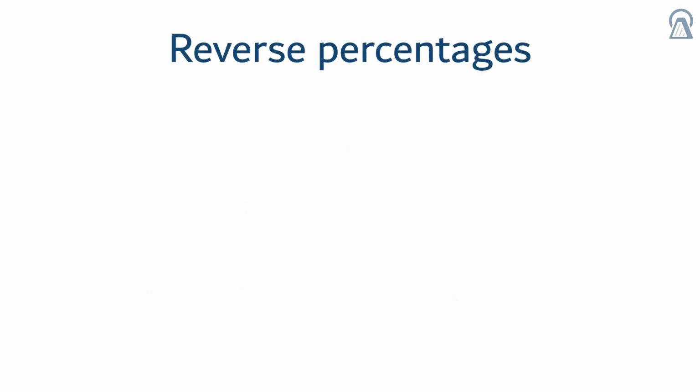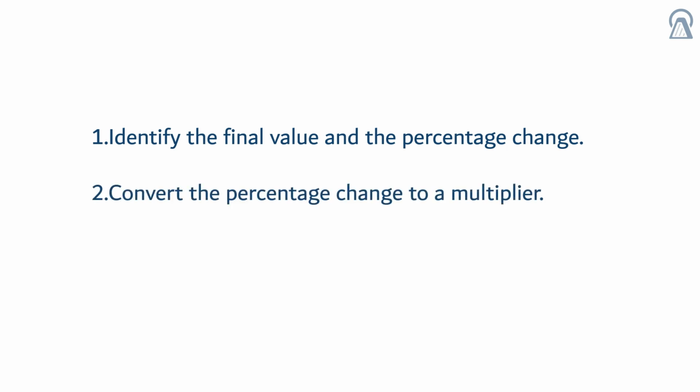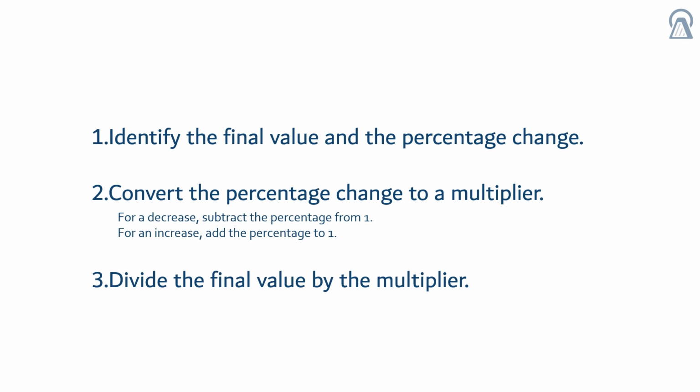Sometimes we need to find the original value before a percentage change has happened. This is sometimes known as reverse percentages. Here's how we're going to do it. We're going to identify the final value and the percentage change. We're going to convert the percentage change to a multiplier. For a decrease, we're going to subtract the percentage from 1, and for an increase, we're going to add the percentage to 1. Divide the final value then by the multiplier.